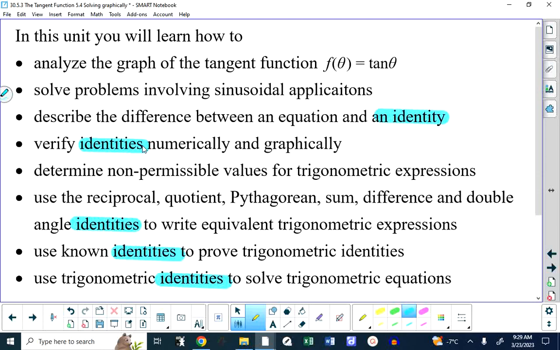We're also going to be solving trigonometric equations graphically, and more specifically, when we get back, we're going to be solving sinusoidal applications. Just so you know, that word sinusoidal means cosine functions or sine functions. There are some things in nature that follow those patterns.